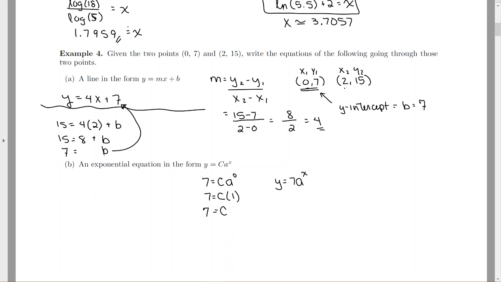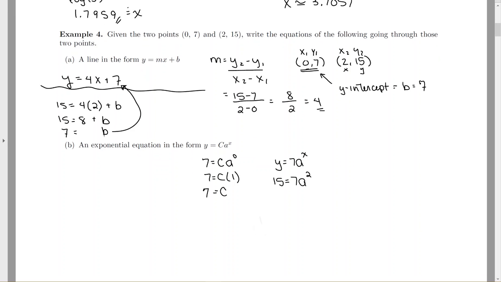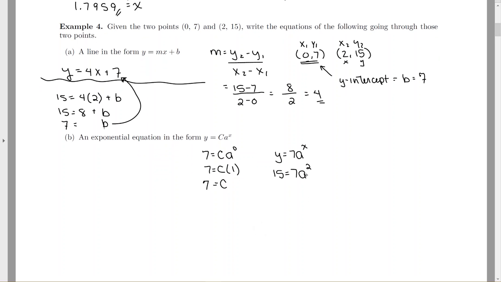So I go back to my formula, y equals 7a to the x, and now I'm going to use the next point, the 2 and the 15, plugging the 15 in for y, and then the 2 for x. Solve for a squared, divide both sides by 7, so I have 15 sevenths equals a squared. Take the square root to both sides. Root and the power cancel.